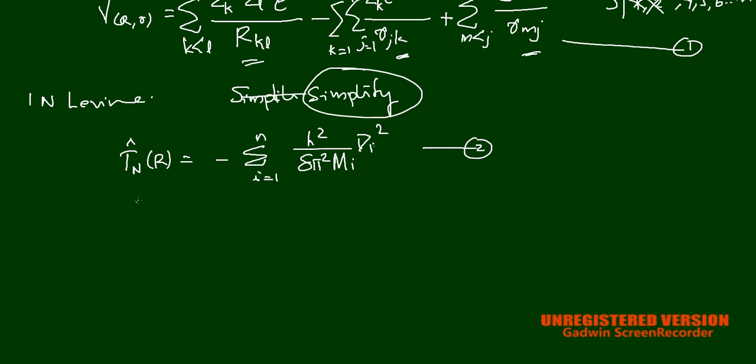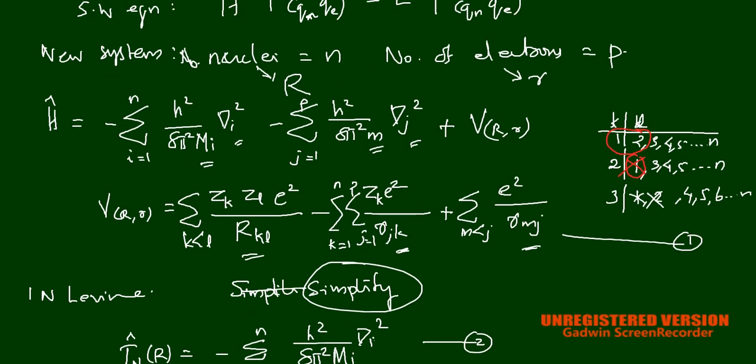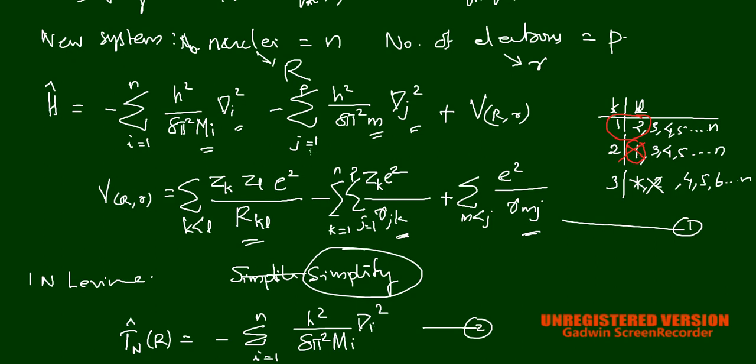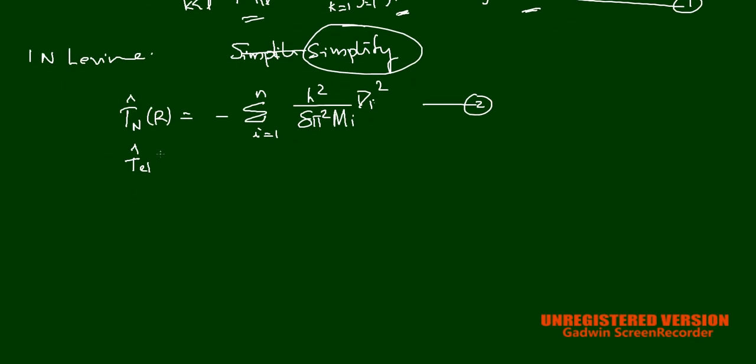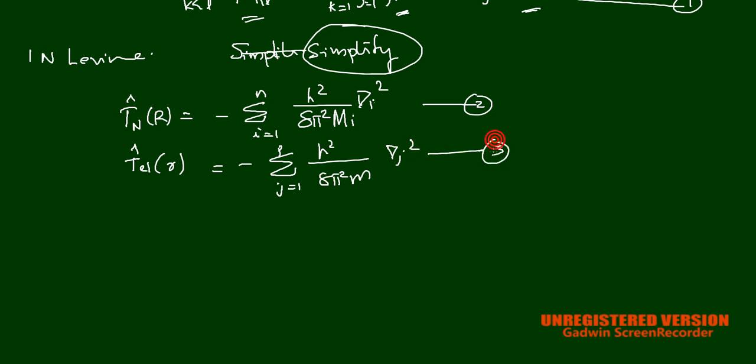Then we have the electronic kinetic energy operator, that is T cap electron. The electronic kinetic energy operator depends upon the electronic coordinates, and it is equal to minus sigma j equals 1 to p, h square divided by 8 pi square m, del_j square. That is the electronic kinetic energy operator. Let me call this equation number 3.